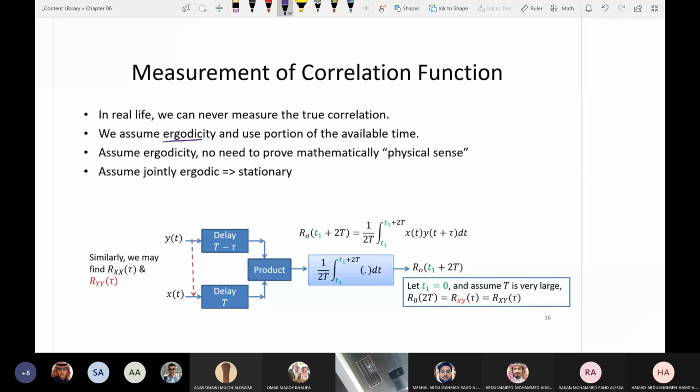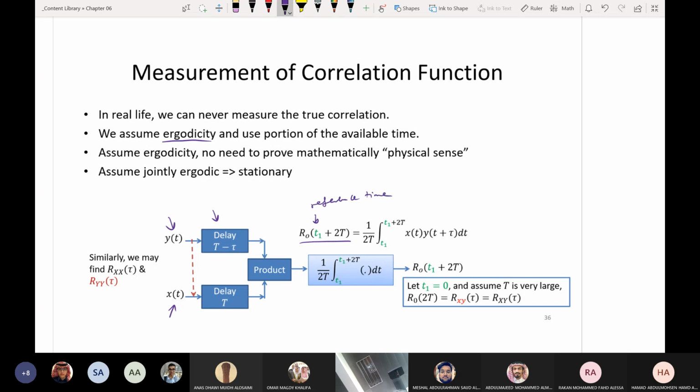However, using the ergodicity, you need to do it basically using time. So basically you only calculate the time correlation function. هنا مثلا we are looking at the cross correlation function. You can do the same thing for the autocorrelation function. We are looking at two signals here, x of t and y of t. We delay one of them by tau, and we multiply them. So basically, we calculate R0 of t plus t1, where t1 here is just a reference time.